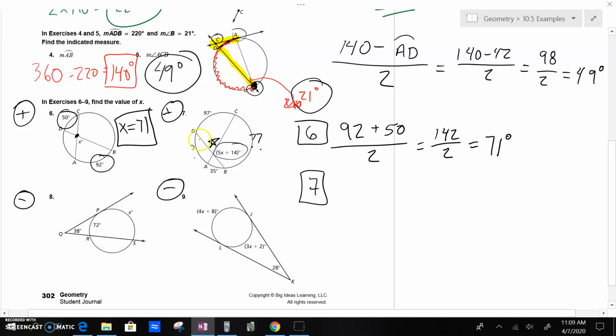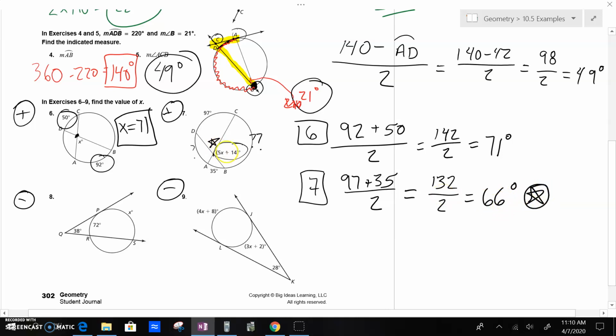So I'll use a star for it, but it's D to the center out to C. So that star, I'm going to get the same way I just did in number 6. I'm going to take the 97, I'm going to take the 35 and add them and divide by 2. When you do 97 plus 35, we're going to get 132. So 132 divided by 2 would be a 66-degree angle. That's what the star is. So the star is 66.